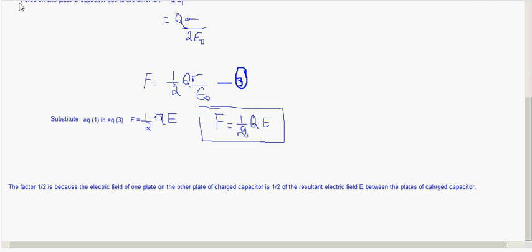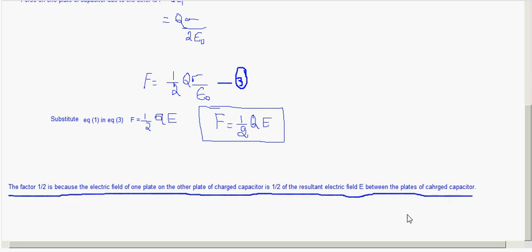So this is the answer for the last question, why the factor half has come. The factor half is because the electric field of one plate on the other plate of charged capacitor is half of the resultant electric field E between the plates of charged capacitor.